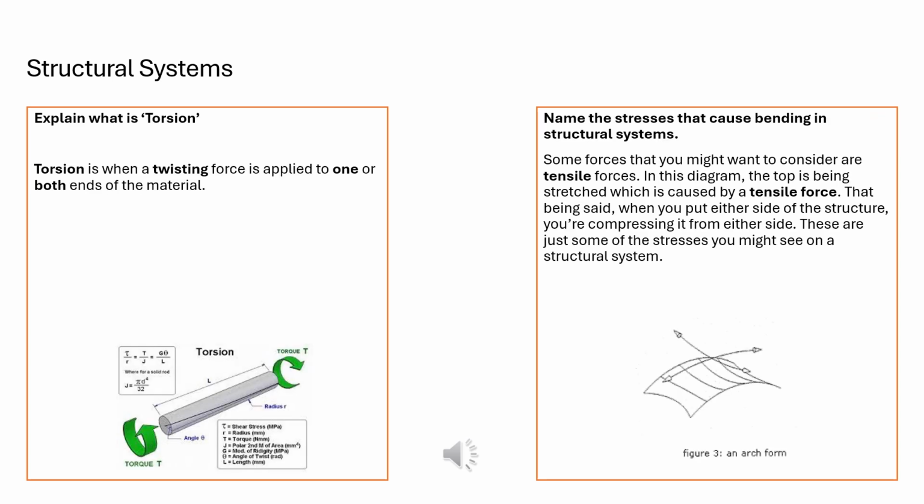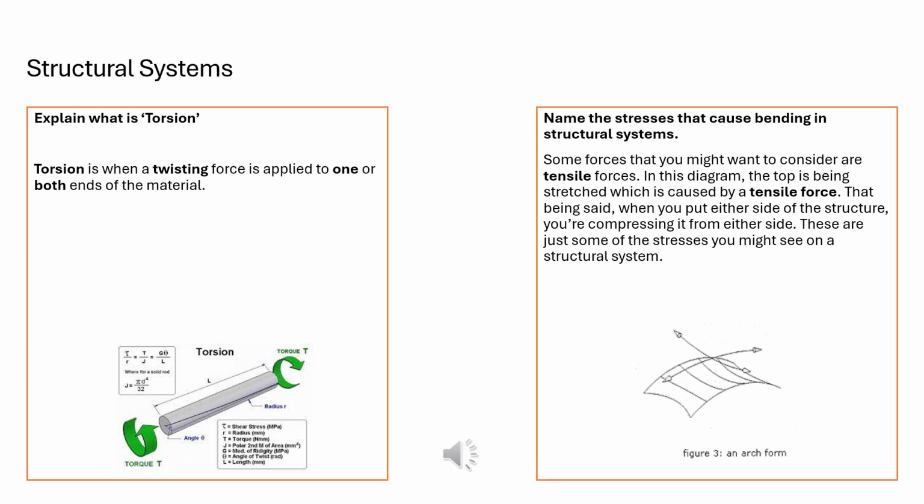So, torsion is when a twisting force is applied to one or both ends. You may see this when you're opening a bottle. So this is where torsion comes from, when you're applying a twisting force to one or both ends of the material.